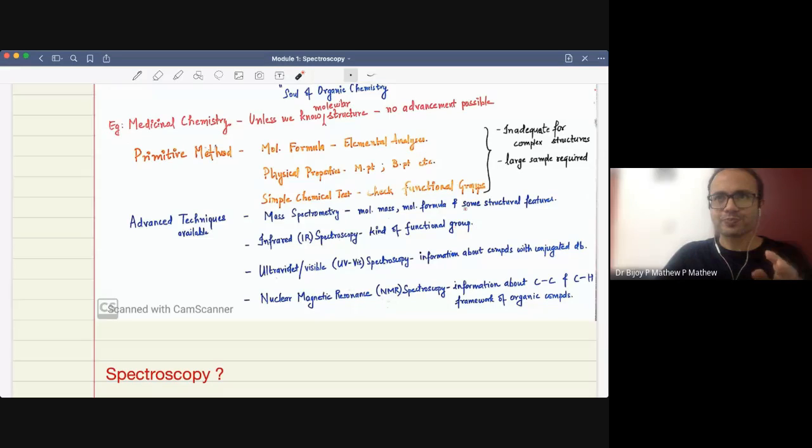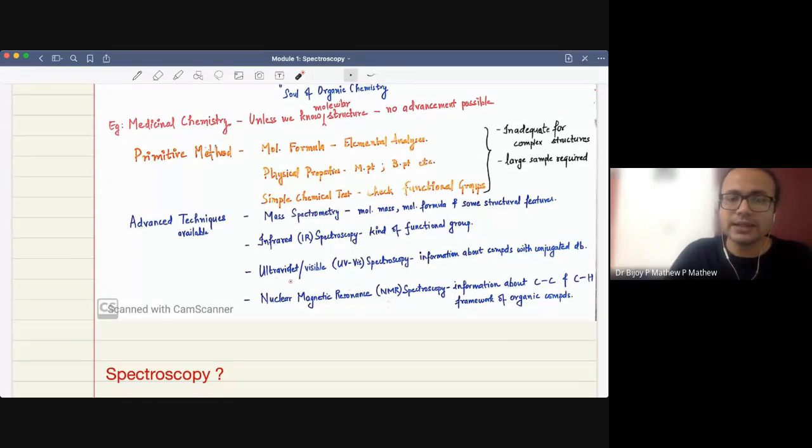If your compound contains a carbonyl group, or hydroxy groups, or certain groups like cyano, you can easily find out the nature of your functional group from the spectrum that you get in infrared spectroscopy. So infrared spectroscopy is the one that gives you an indication about the functional groups of the organic compound.